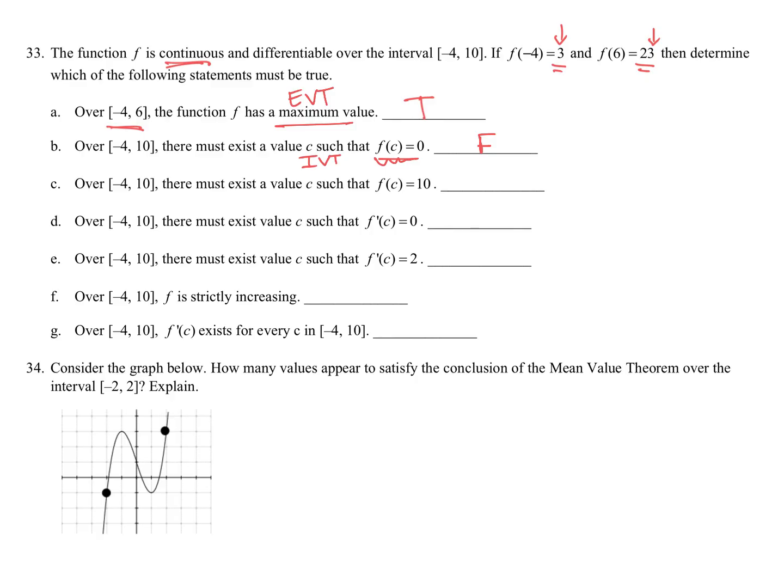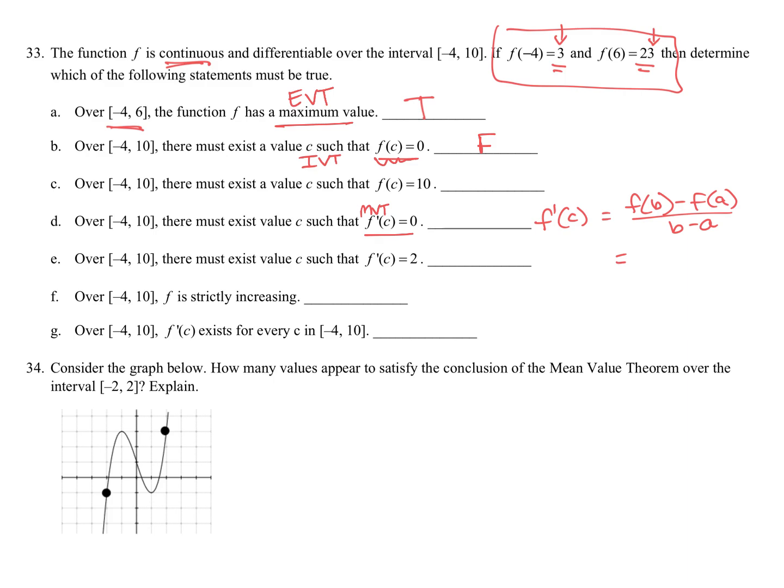Up next, there must exist the value of f prime. So because we're going from knowledge of f up top to asking a question about f prime, that's going to be MVT. All right. And so if I want to look at that, I need to think about the average rate of change. MVT says f prime of c equals the average rate of change. So I'll have to look at the average rate of change on the interval of -4 to 10.